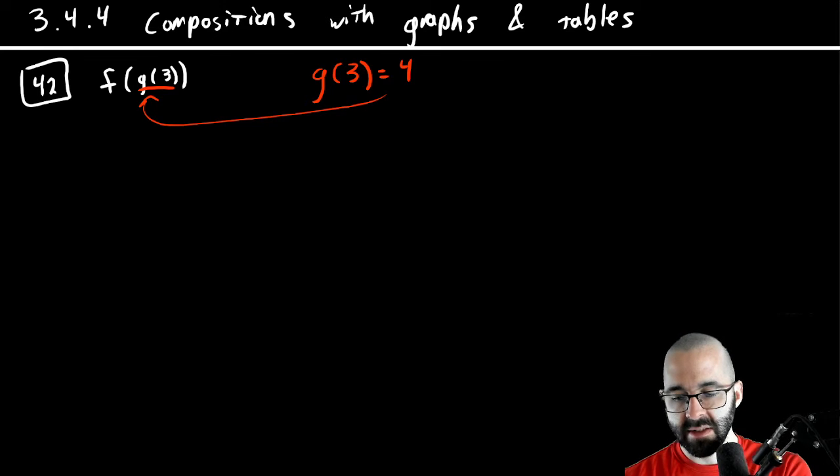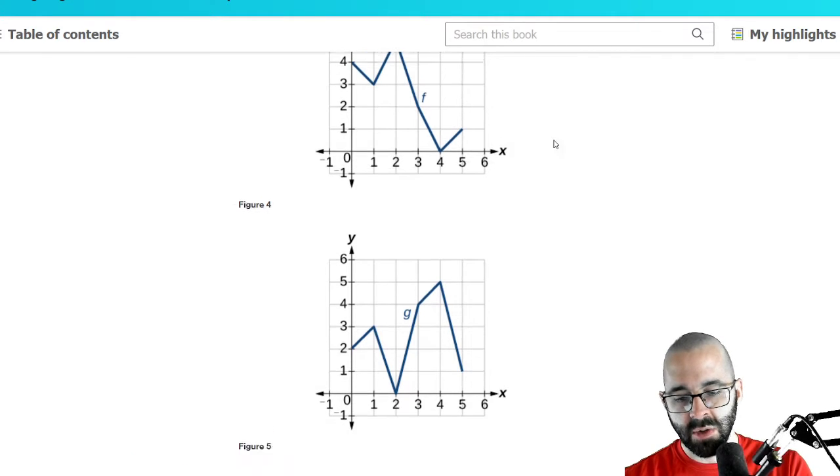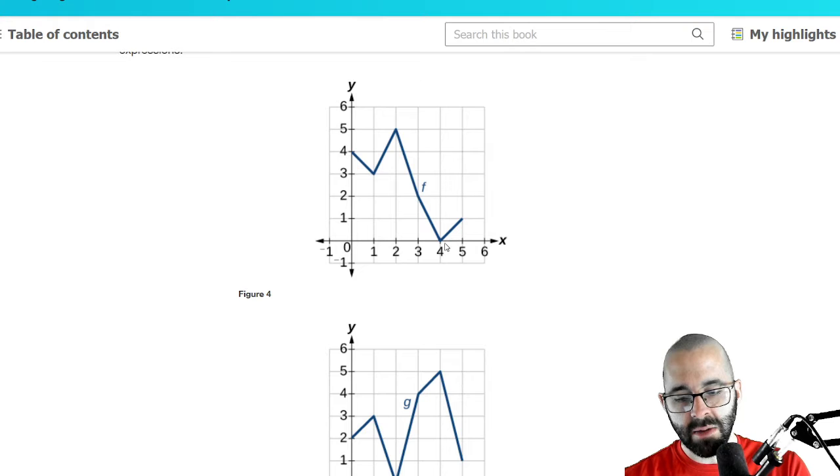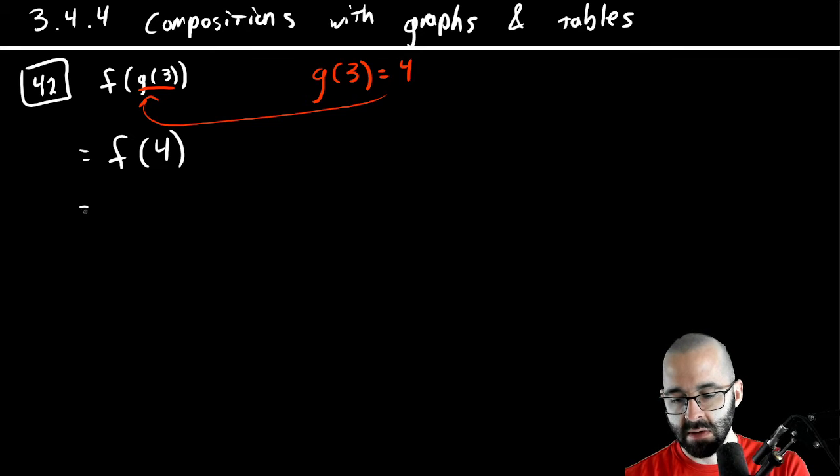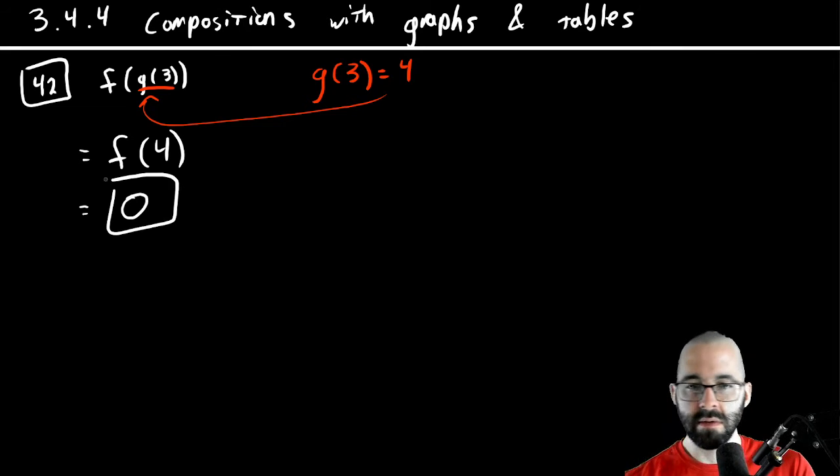And then we replace. Plug that in. So f of 4 is now what we have to do. So we go over to f and say when the input is 4, what is the output? When x is 4, what is the y value here? The y value is 0. And that's the problem.